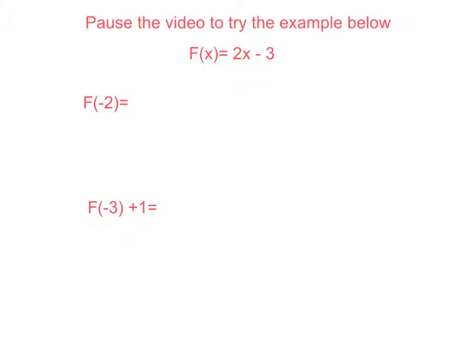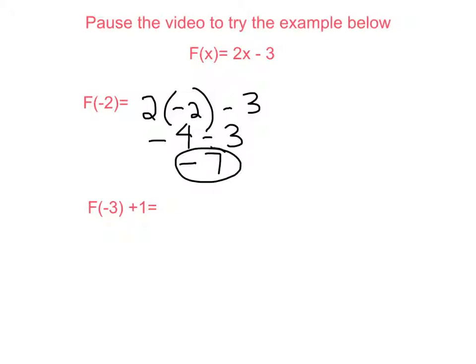Let's take a look at the first example. So 2 times negative 2 minus 3. So we have a negative 4 minus a 3. So negative 4 minus 3 is negative 7. So that's our first answer.